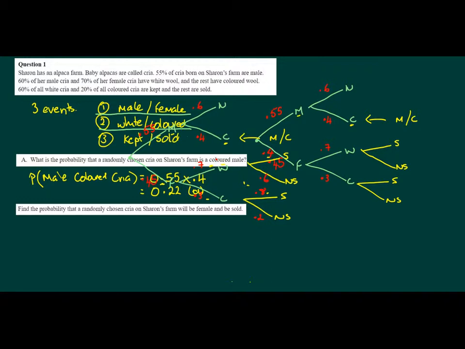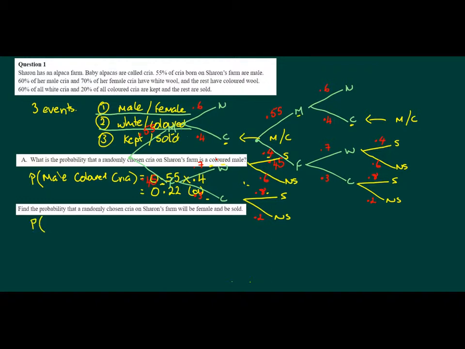Right, and we're told that 60% of all white cria are kept, so I'll just go back, so that means 0.4 are sold, 0.6 are not sold. And then 20% of all coloured cria are kept, so that's 20% for not sold, so therefore 80% are sold.